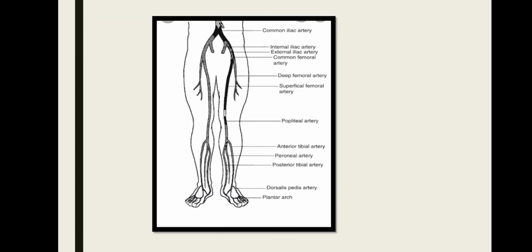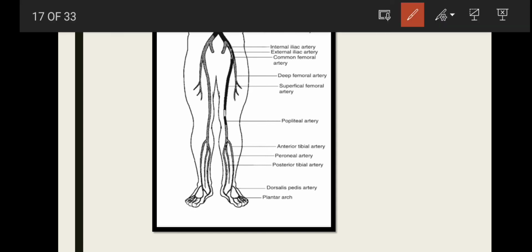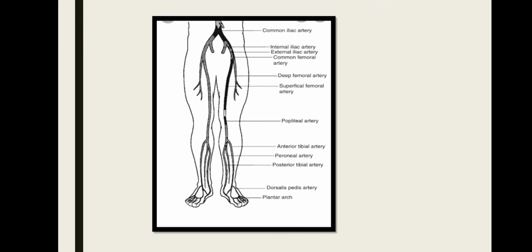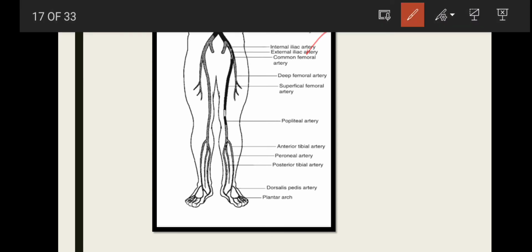Now let's see the vessels present in this region. Let us see the origin of the arteries. We have the abdominal aorta, which forms the common iliac artery. This common iliac artery divides into external iliac and internal iliac, on both sides. The shorter one is the internal iliac, the bigger one is the external iliac artery. The external iliac artery continues as the femoral artery. This femoral artery continues as the popliteal artery.